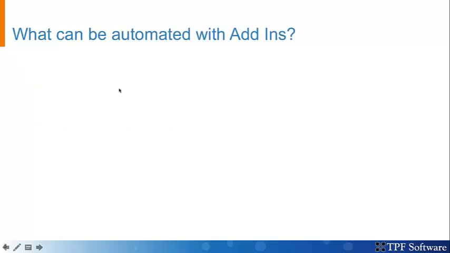So what can be automated with add-ins? Well, you can download and upload files. You can open files in the editor. You can open editors. You can find out which editors are open. You can close editors. If the editor is editing text, like code, you can insert text into the editor at a certain point, or you could even delete text in the editor with the add-in.